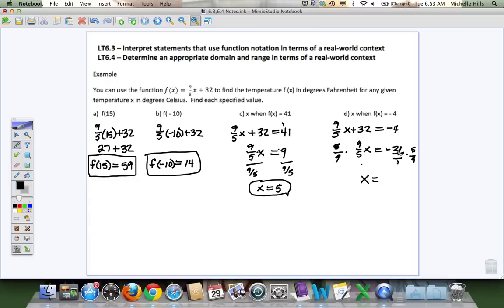Negative 36, I could multiply it by 5 and then divide by 9, because 1 times 9 is just 9. Easier to divide by 9 first. Negative 36 divided by 9 is negative 4, times 5 is negative 20. So if I put negative 20 in for x, my f of x, f of negative 20 is negative 4. Again, in this case, you do need to set up these equations and show me at least the amount of work that I have here.